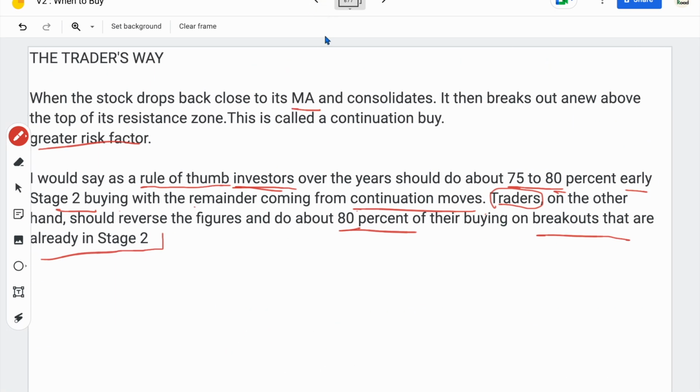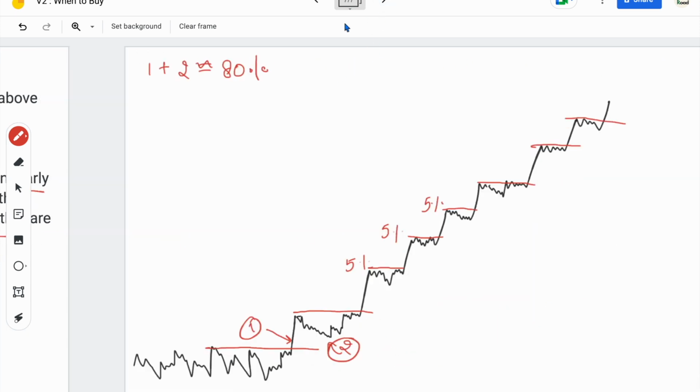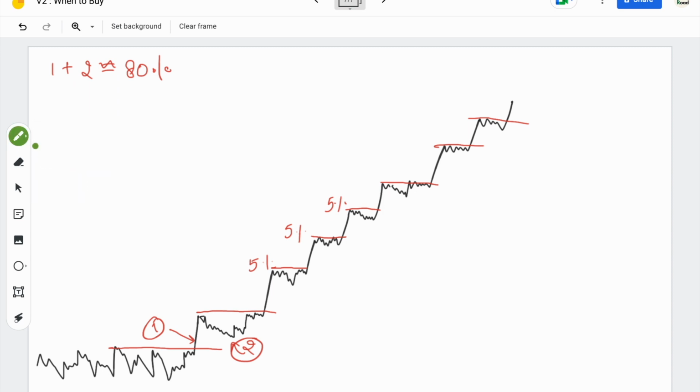Let's see what he's trying to say to the traders. Traders, on the other hand, should reverse the figures and do about 80% of their buying on breakouts that are already in stage 2. So for traders, I'll use a green ink. What he's saying is, the 1 and 2 that you see here for the investor is not where you buy your 80%. Let's say you want to build a position of 10 lakh rupees. Combining 1 and 2, you will buy what? Somewhere around 20% of the intended amount. If you want to buy 10 lakh rupees, you simply buy 2 lakh rupees worth here. That is a small position. I'll give you the reason why he's saying that.